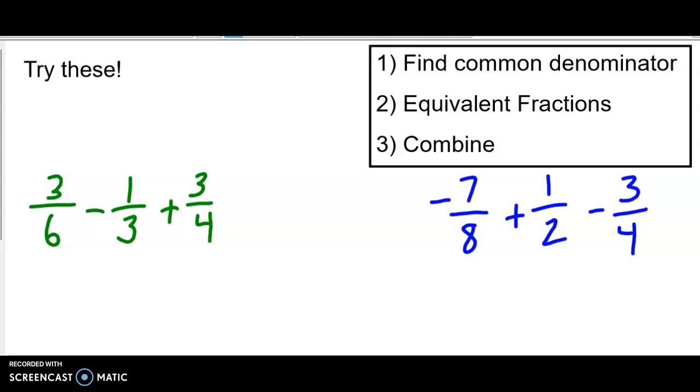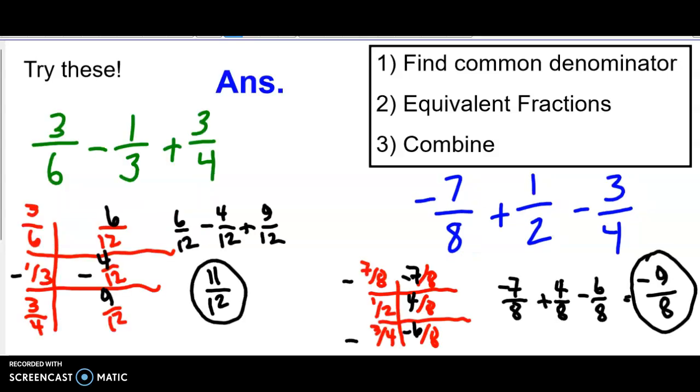Take a look at the next two: 3/6 minus 1/3 plus 3/4, and -7/8 plus 1/2 minus 3/4. Stop the video and try those. Now let's check your answers.